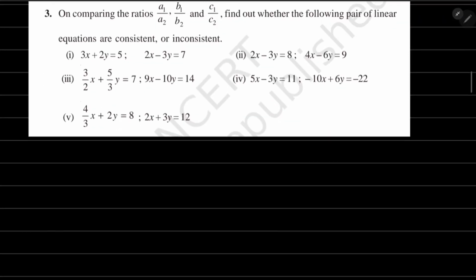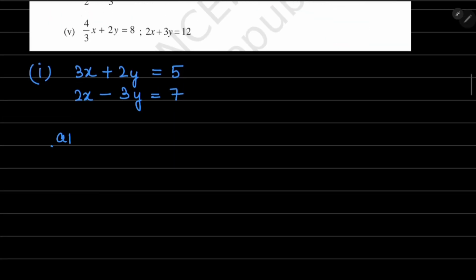For the first pair, you just have to find out whether the pair of linear equations are consistent or not consistent. That's all you have to find out using the ratios. So let's do the first question, that is 3x plus 2y equal to 5, and the second equation is 2x minus 3y equal to 7. So what's your A1 by A2? It's 3 by 2. What's your B1 by B2? It's nothing but 2 divided by minus 3. What do you find here?